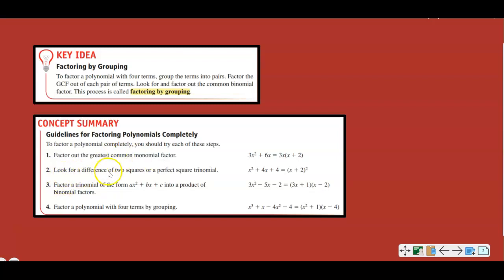Then look for a difference of 2 squares. Factor a trinomial of the form ax squared plus bx plus c into a product of binomial factors. And then always factor a polynomial with 4 terms by grouping. So these are different things that you can do. Sometimes you may have to use more than one of these on a problem to get to the end to where it is completely factored.